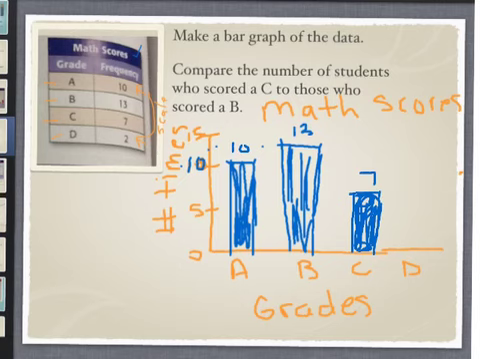Okay, then D's, I got 2 D's. Okay, so we said that bar graphs are used to compare data. So if we look at it, we can say that most of our students are A and B students. So we have more A's and B's than anything else, and most people make B's, then A's, then C's, and fortunately D's are the lowest on our level there.